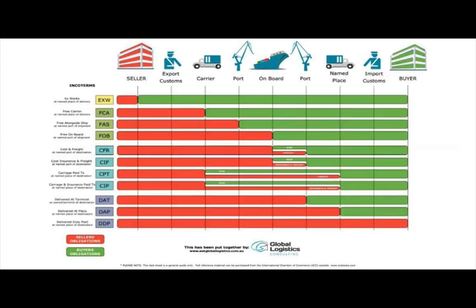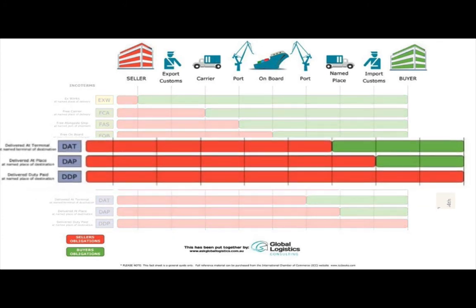That's the F series. The D series places a lot more responsibility on the seller. So at the D series, you can have something delivered at the terminal, where the seller is responsible for taking the goods all the way to a particular named place, a terminal, usually near the docks. They can be required to deliver to a particular place. That means they will get it all the way through to a particular named place. Finally, they can even agree to pay the duty and deliver it all the way to the buyer.